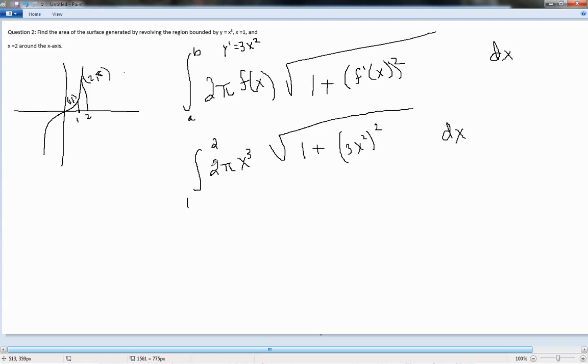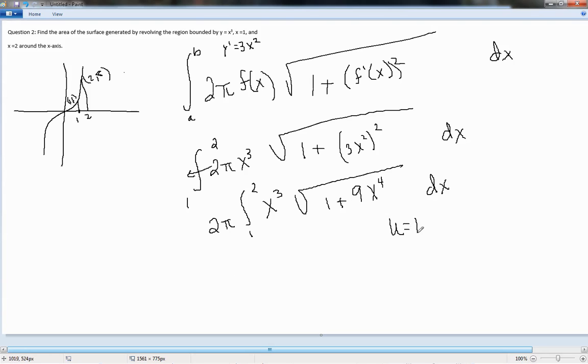So now we can pull this 2 pi out front, so we're going to have 2 pi times the integral from 1 to 2 of x cubed times the square root of 1 plus, now if we square this, we have to square the 3 and square the x squared, which gives us 9x to the 4th, dx. Now this becomes a u substitution integral. So we would let u be equal to 1 plus 9x to the 4th, what's under the square root. So then du would be equal to 36x cubed dx.